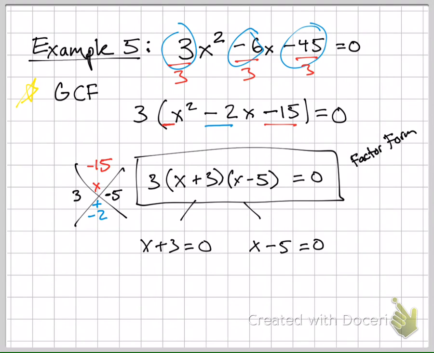So I would subtract 3 from both sides. That gives me x equals negative 3. And over here, if I were to add 5 to both sides, that would give me x equals 5.